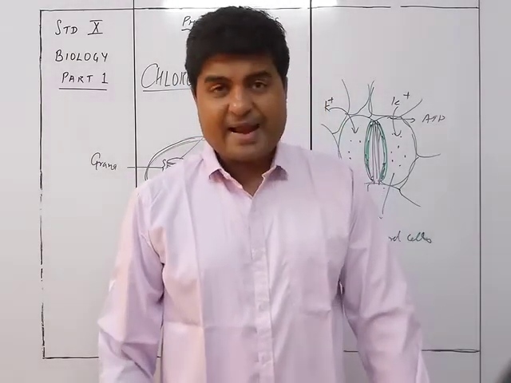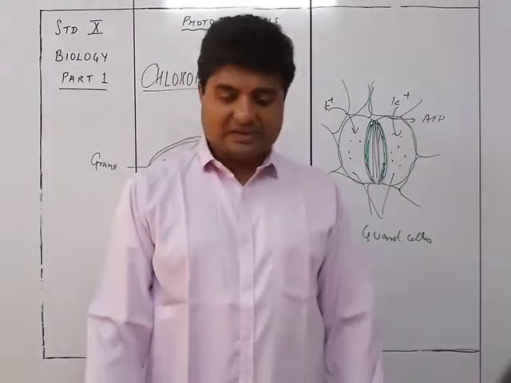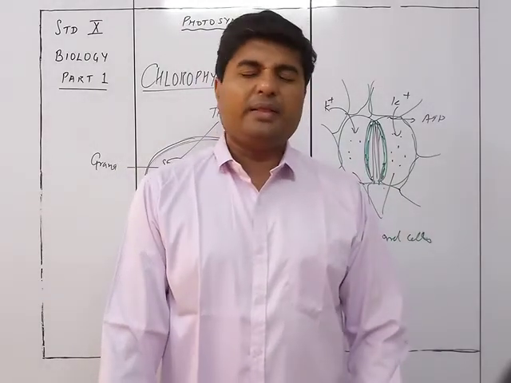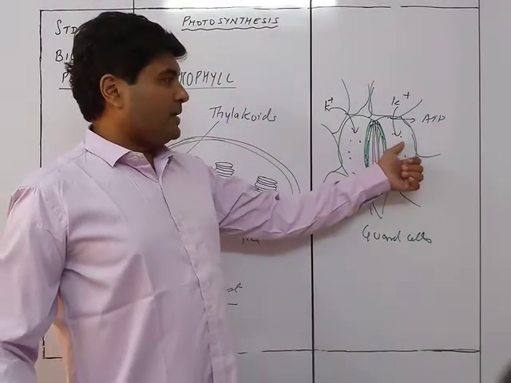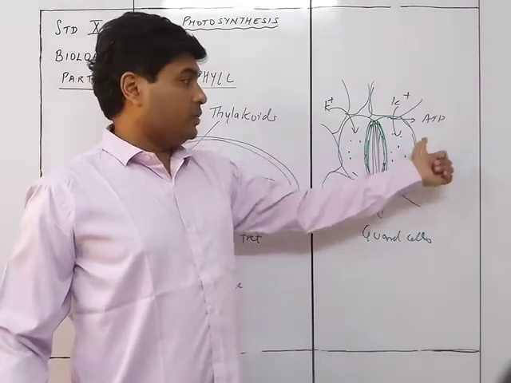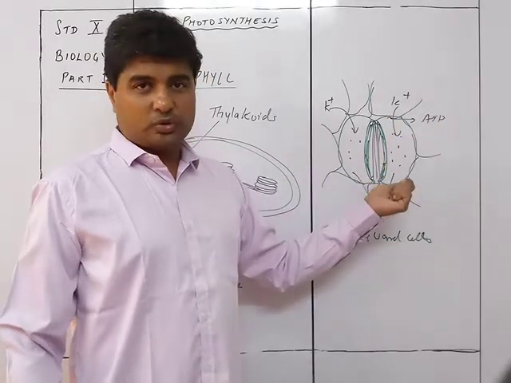Reverse happens at night. The K plus ions leak out, thus reducing the turgor in the guard cells, and the stomatal pore closes. So in the night time, this K plus is going to go outside to the neighboring cells, and accordingly the guard cells are going to become flaccid and close in the night time.